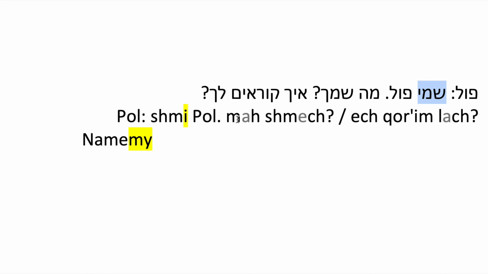Okay, so Shmi means my name, and this is regardless of whether this is a male or a female person. So as you will see in the next sentence, when Paul also asks Daniela what her name is, Daniela will also respond with Shmi. So in the first person, it's the same. So: my name is Shmi Paul. And then Paul asks Daniela what her name is. And he says, Ma Shmech.